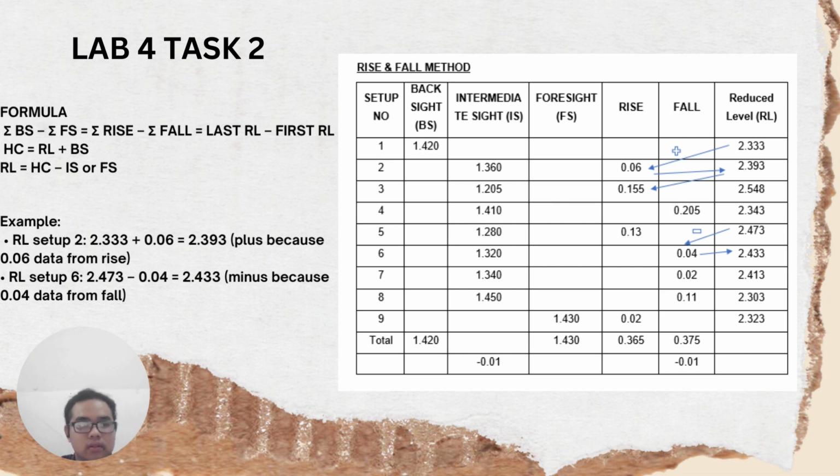At step 6, we are using the minus because the data is fall, which is 2.473 at the reduced level, minus the fall 0.04, we'll get the answer with 2.433 meters.